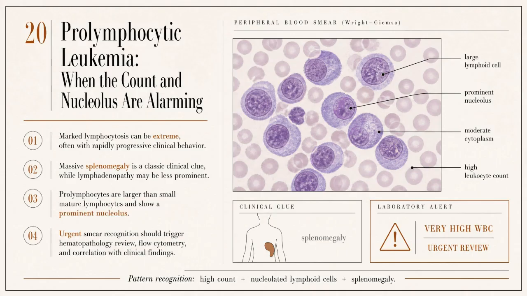Most importantly, PLL cells display a single, prominent nucleolus, a feature absent in CLL. This nucleolus is a key diagnostic hallmark, signaling a more aggressive neoplasm and underscoring the importance of meticulous slide preparation and staining quality to preserve nuclear detail. Poor fixation or suboptimal staining can obscure this critical feature, leading to diagnostic pitfalls.